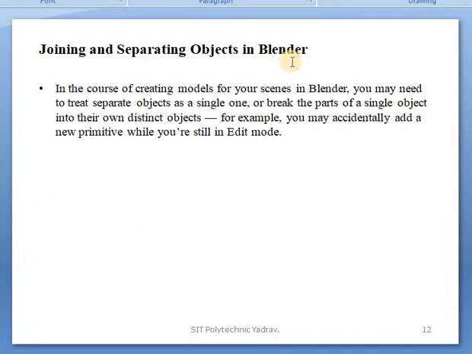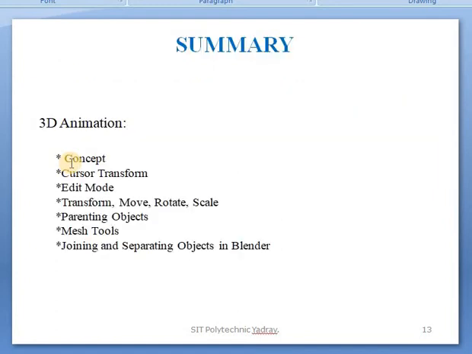Joining and separating of objects in Blender. In the course of creating models for your scenes in Blender, you may need to treat separate objects as a single one or break a part of a single object into its own distinct object. For example, you may accidentally add a new primitive while you are still in edit mode.